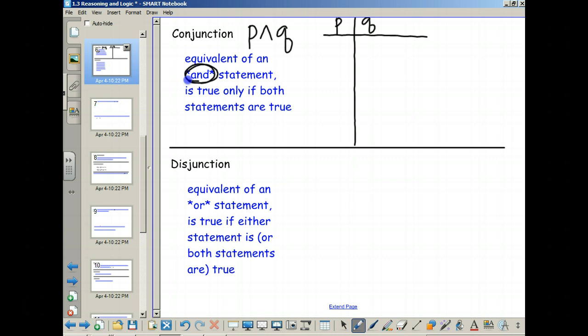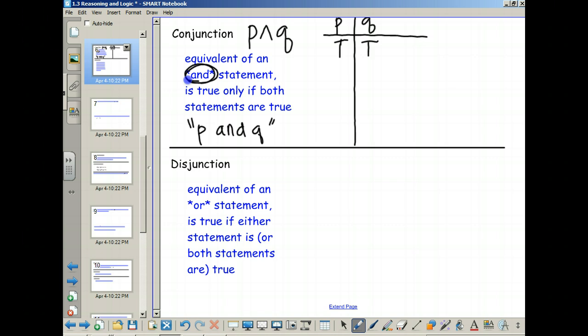Okay, so this says P and Q. That's what that symbol says. And. Okay, everybody with me so far? Okay. So one possibility is that each of those statements, me teaching math and me having kids, are both true statements. That is one option.